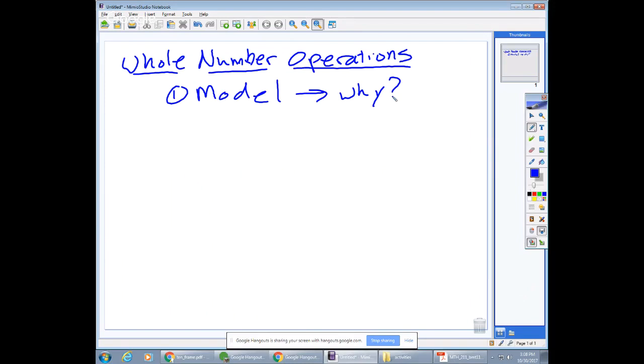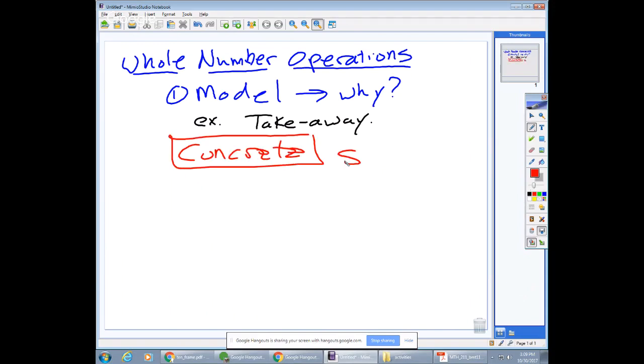Some examples of models we looked at so far for subtraction would be the takeaway model. When I asked everyone to come up with a story scenario for subtraction, pretty much everybody wrote takeaway. But there are other ways to think about subtraction where it's not taking or giving something, where we just compare two things. So models are concrete. That's something important. We can get our hands on them. I can show somebody what to do.